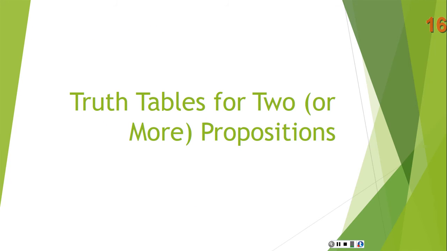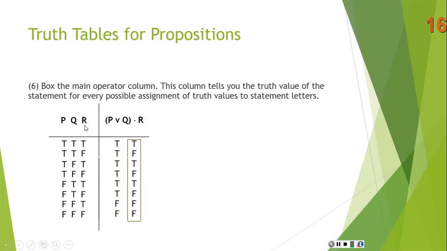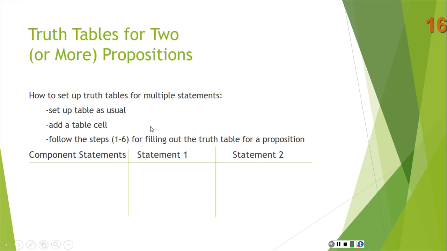Now we need to do truth tables for two or more propositions. Okay, here's how you set up truth tables for multiple statements. You set up the truth table as usual, you add a table cell, here's our added table cell, here's the usual cross. We've got the cross with the component statements here, and then we've got the single statement here. We saw that back here. For multiple statements, you just add a cell. If there were 3 statements, you'd add another cell. 4 statements, add another cell, okay?